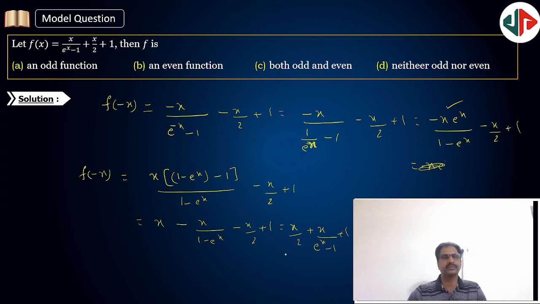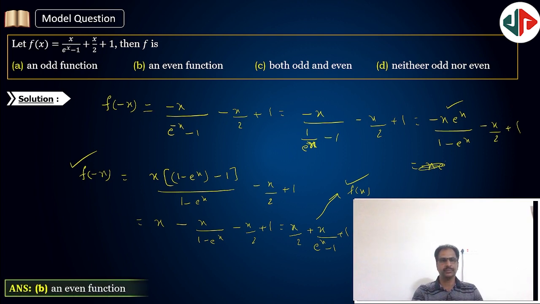So what is this? This is nothing but the given function f of x. So I got f of minus x as f of x. What does it mean as per the definition? It is an even function. Option B is correct.